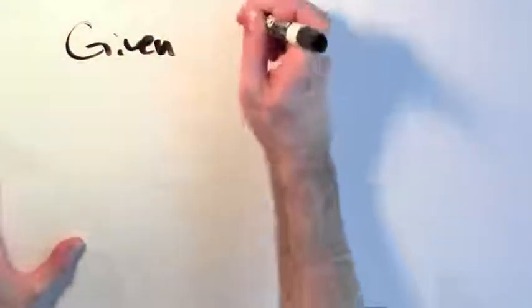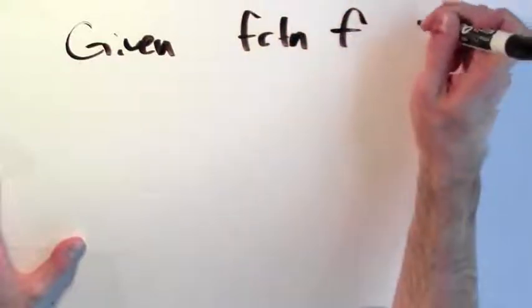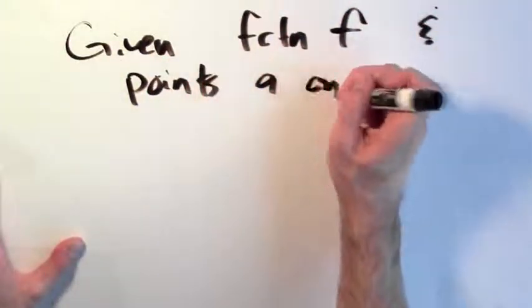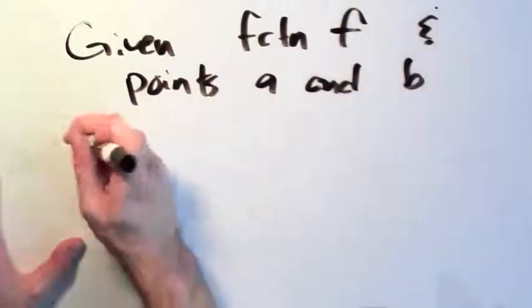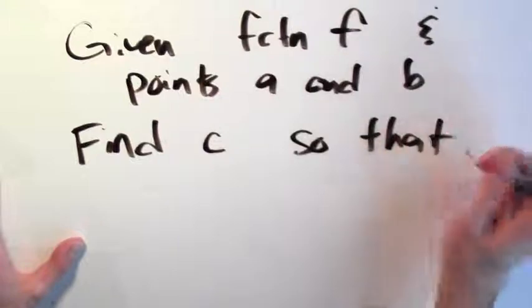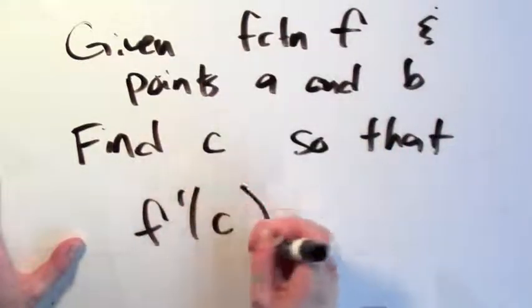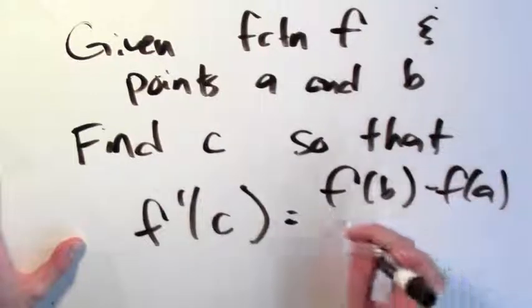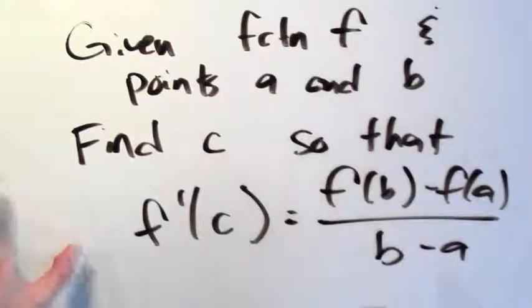A classic problem about the mean value theorem that's often asked in calculus courses goes like this. Given a function f and points a and b, I want to find some other point c so that f prime of c is equal to f of b minus f of a all over b minus a.